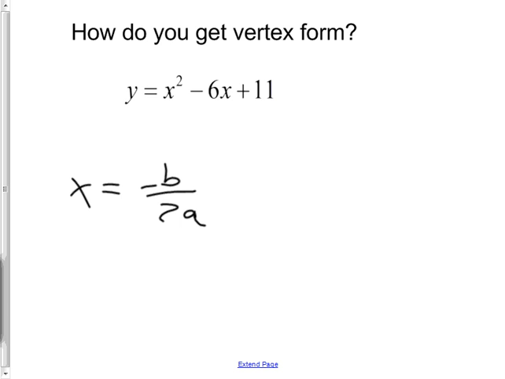What's negative b in this case? 6 over 2a, which equals... we just found the x-axis. We found the axis of symmetry, and it's the x of the vertex. Do you get how fast that was? I already know the x of the vertex.